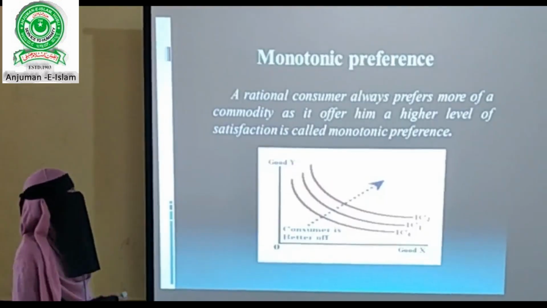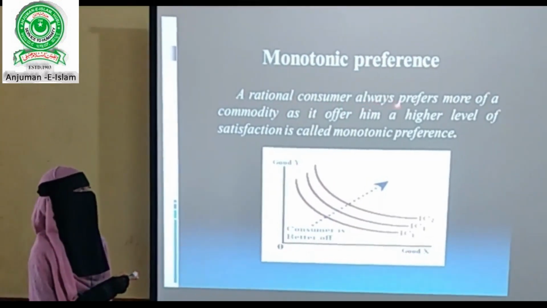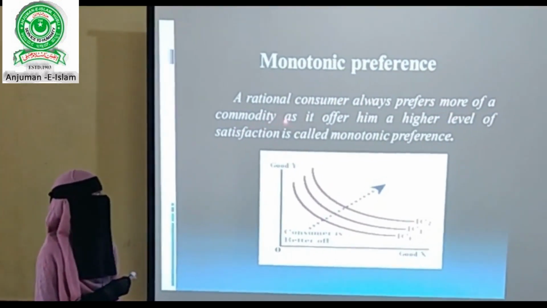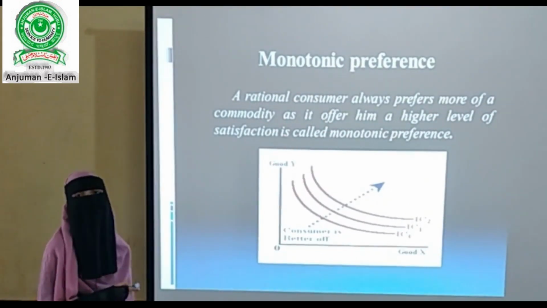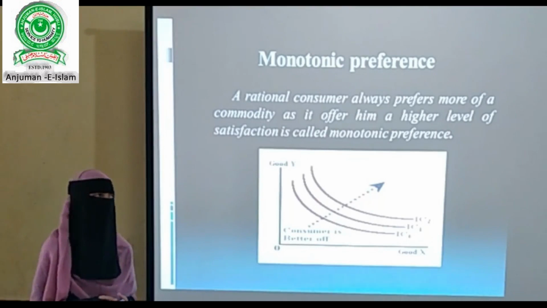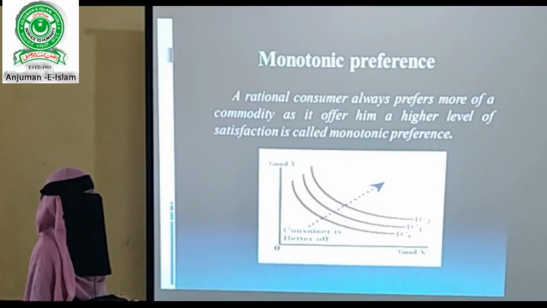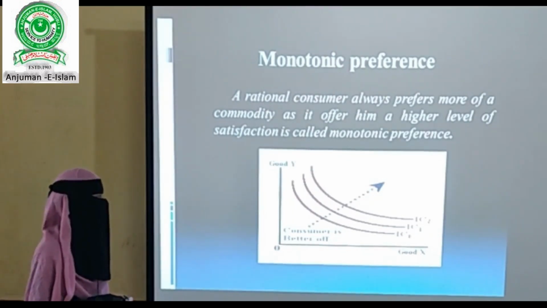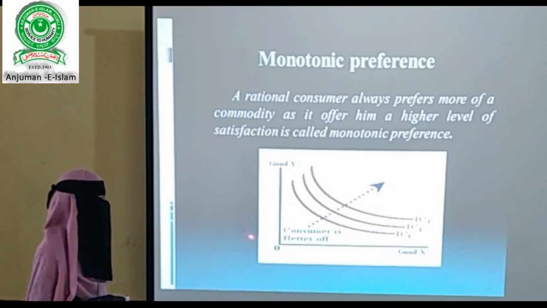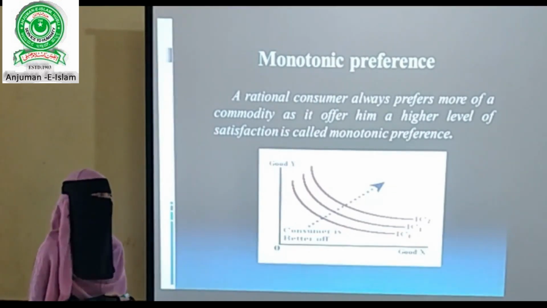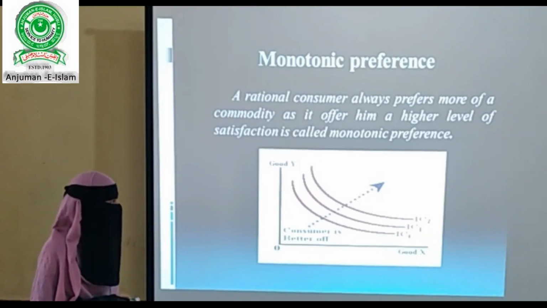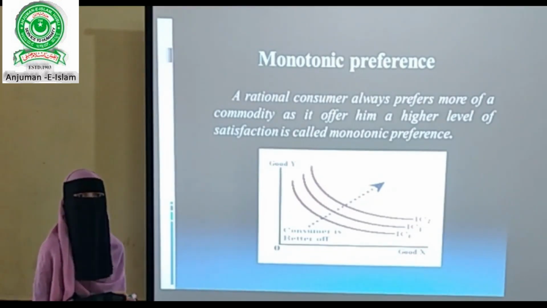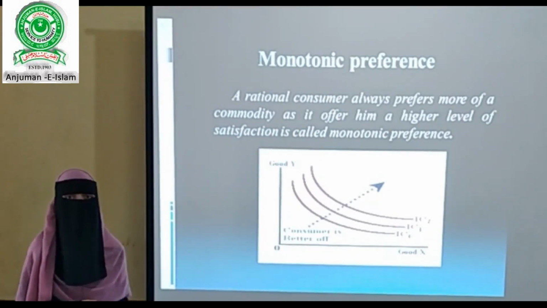So monotonic preferences means a rational consumer always prefers more of a commodity as it offers him a higher level of satisfaction. This very act is called monotonic preferences. As we see in the diagram here, we are going to measure good X on the OX axis and good Y on the OY axis. And we can see 3 indifference curves here, and IC 2, which is the highest indifference curve here, is going to give the higher level of satisfaction.